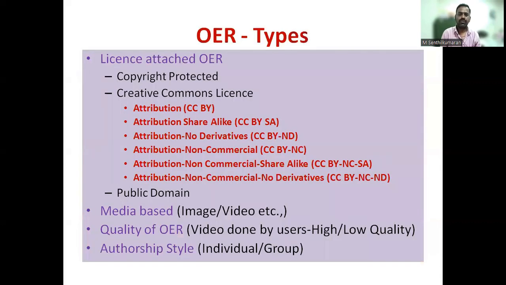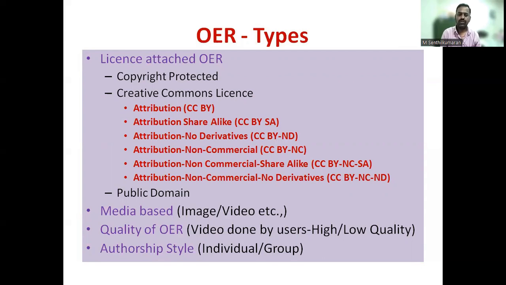What are the types of OER? License attached to OER, media-based OER, quality of OER and authorship style. These are the types of OER. In license attached to OER, there are two kinds, copyright protected and Creative Commons license. In Creative Commons license, there are six attributes.